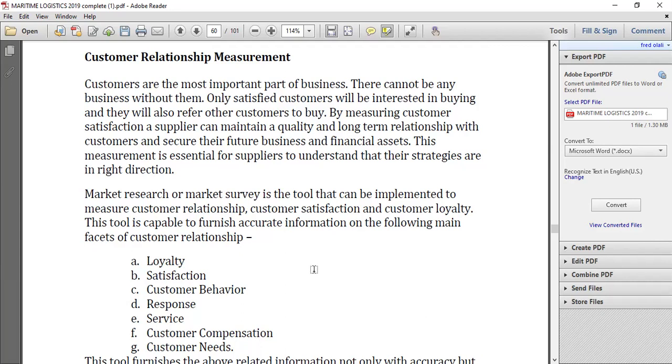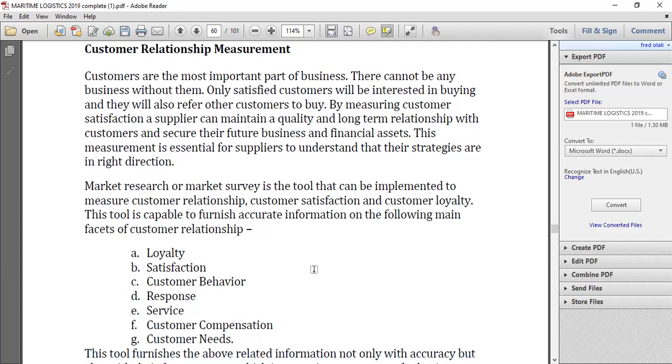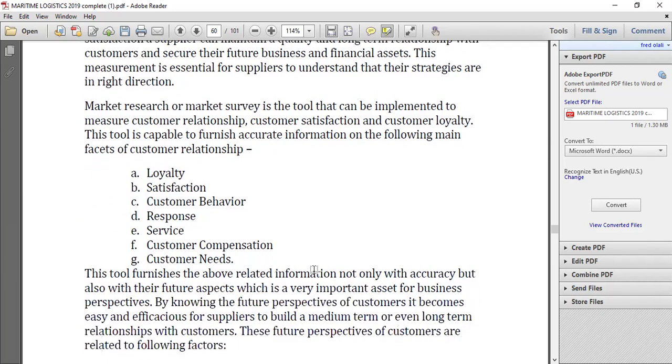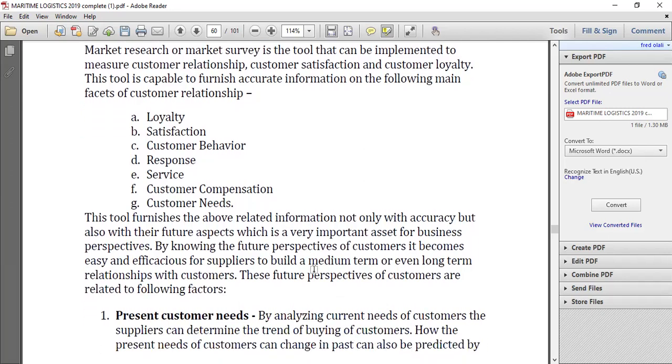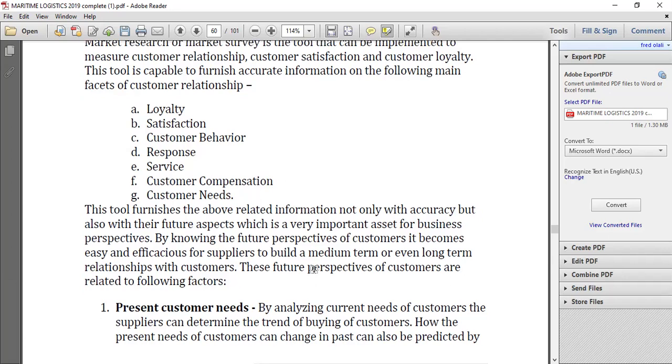This tool is capable of furnishing accurate information on the following main facets of the customer relationship. That is, one, loyalty, satisfaction, customer behavior, response, service, customers' compensation, and also the customer needs.